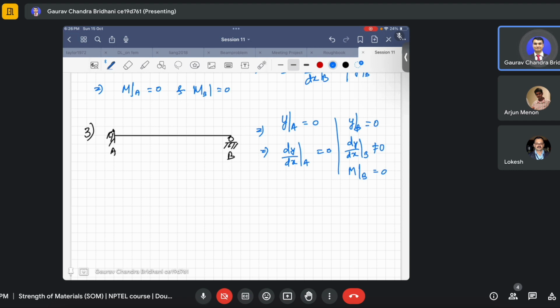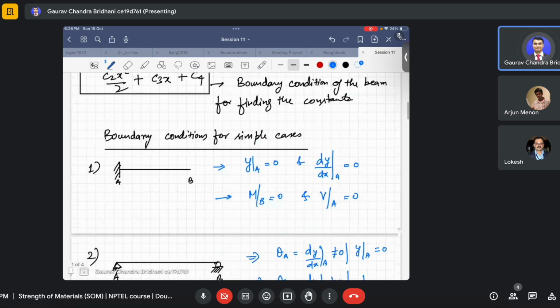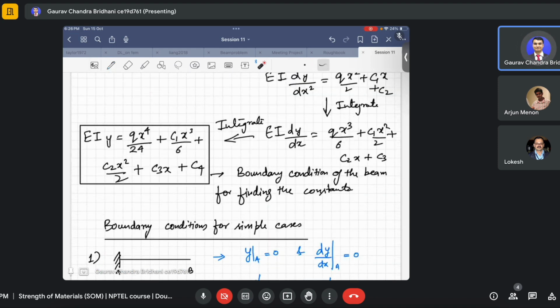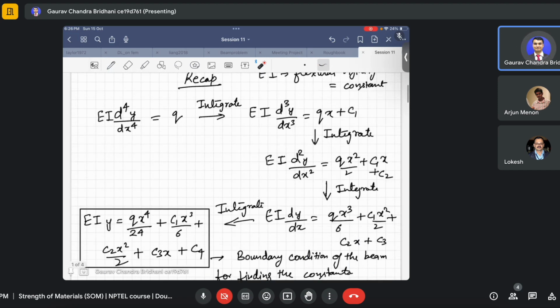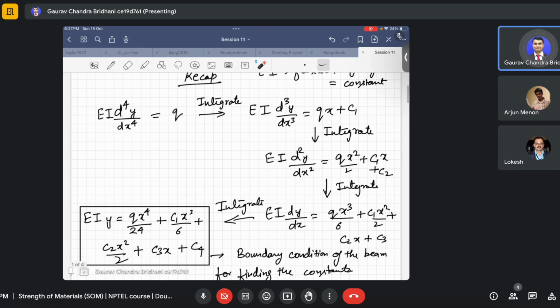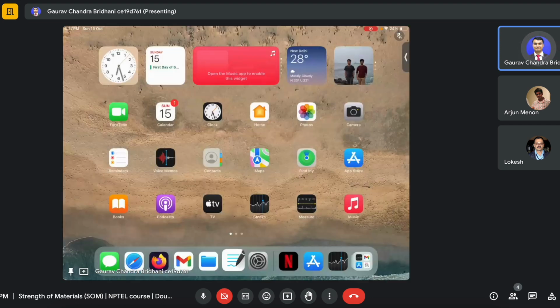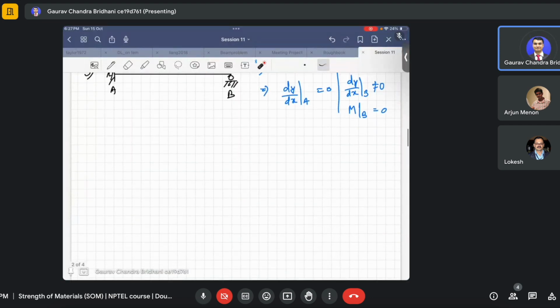Basically we'll integrate. So if we define this y with respect to the bending moment, then this equation comes: EI d square y by dx square is equal to M. Okay, and from there we integrate it twice and we find the value of 2 constants. There we need only 2 boundary conditions, but here we are starting with q, so we need 4 boundary conditions. Okay, so that is there. Sorry, yeah. So now this is the recap for that.